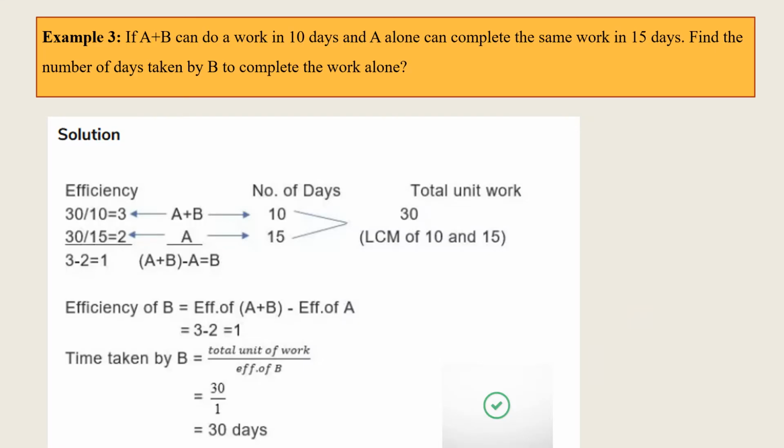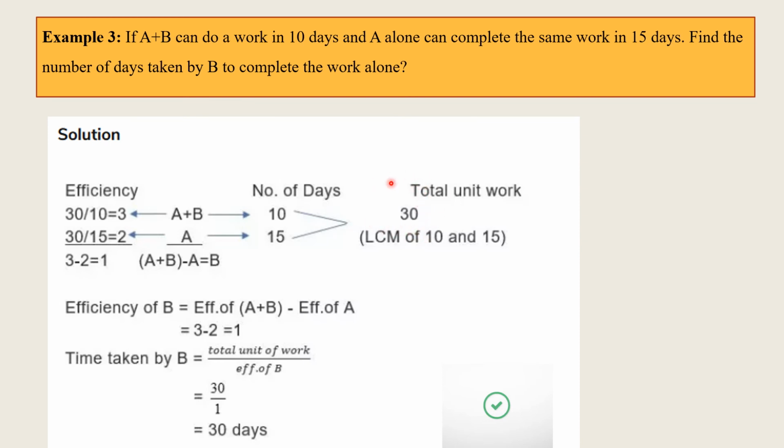So here is the solution with the 4 steps that we have done. As they have given, we have to write first the total work by A plus B, it is 10, that of A is 15. So the total unit of work that we are calculating by removing the LCM, it comes around 30.